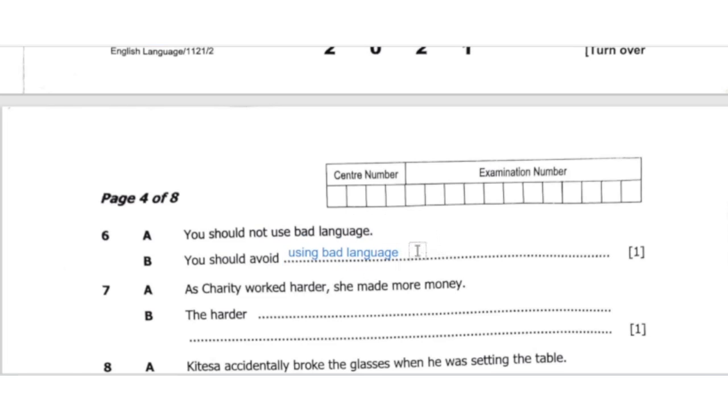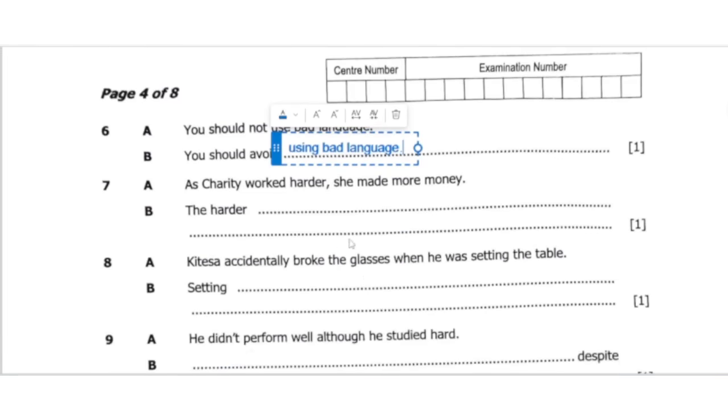This way now it's correct. Oh, it's not correct because I haven't put the full stop. Now I've made it correct. Okay, we go to question number seven. As Charlotte worked harder, she made more money.